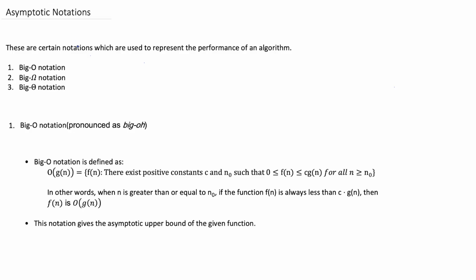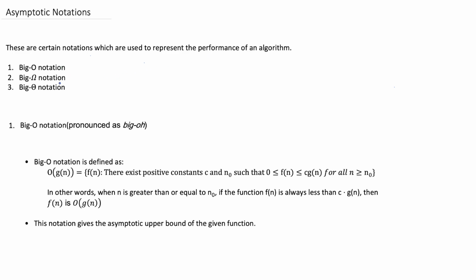Hello everyone. This video is to discuss different asymptotic notations used in algorithm analysis. So the asymptotic notations are certain notations which are used to represent the performance of an algorithm. By performance we mean the running time and the memory space used.